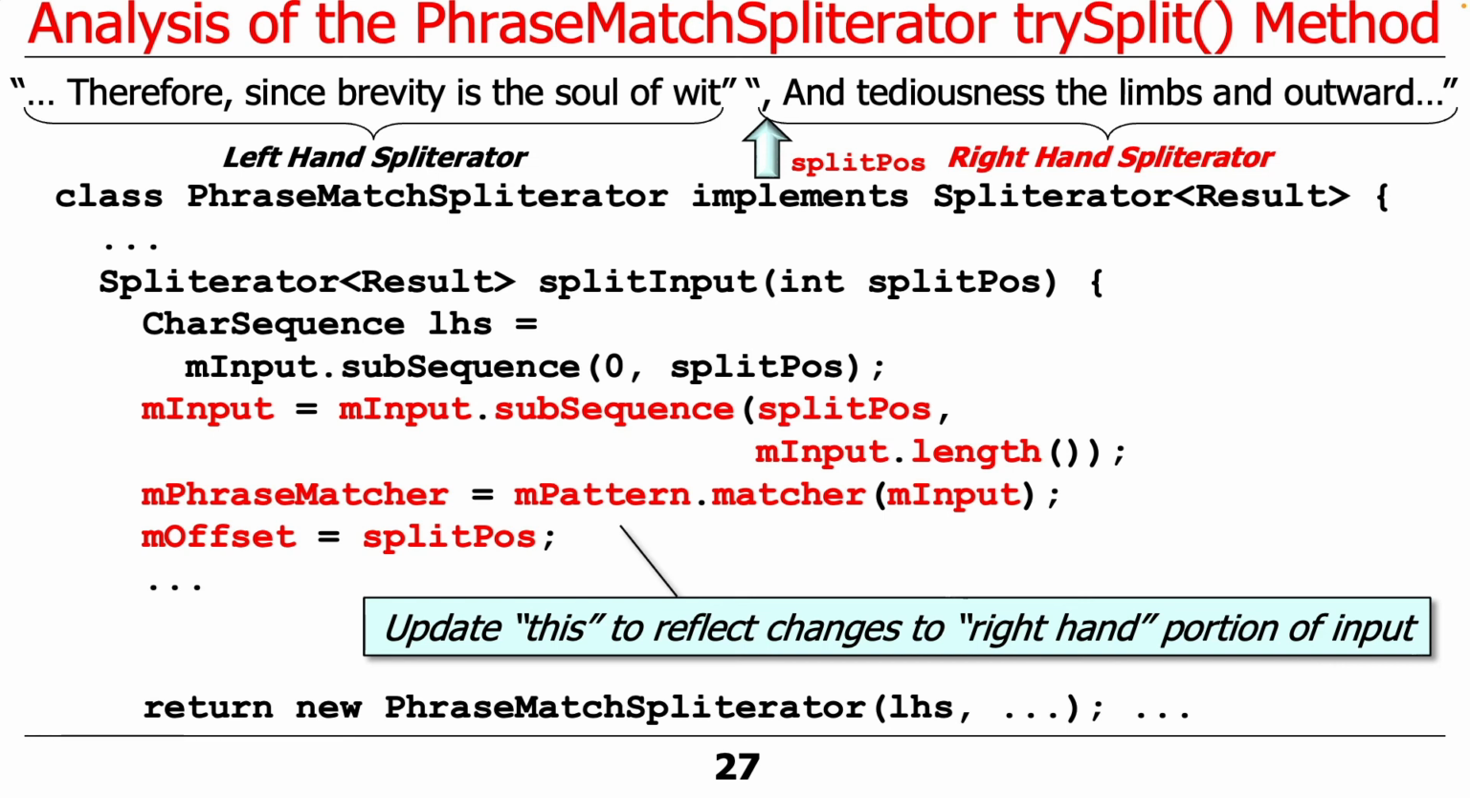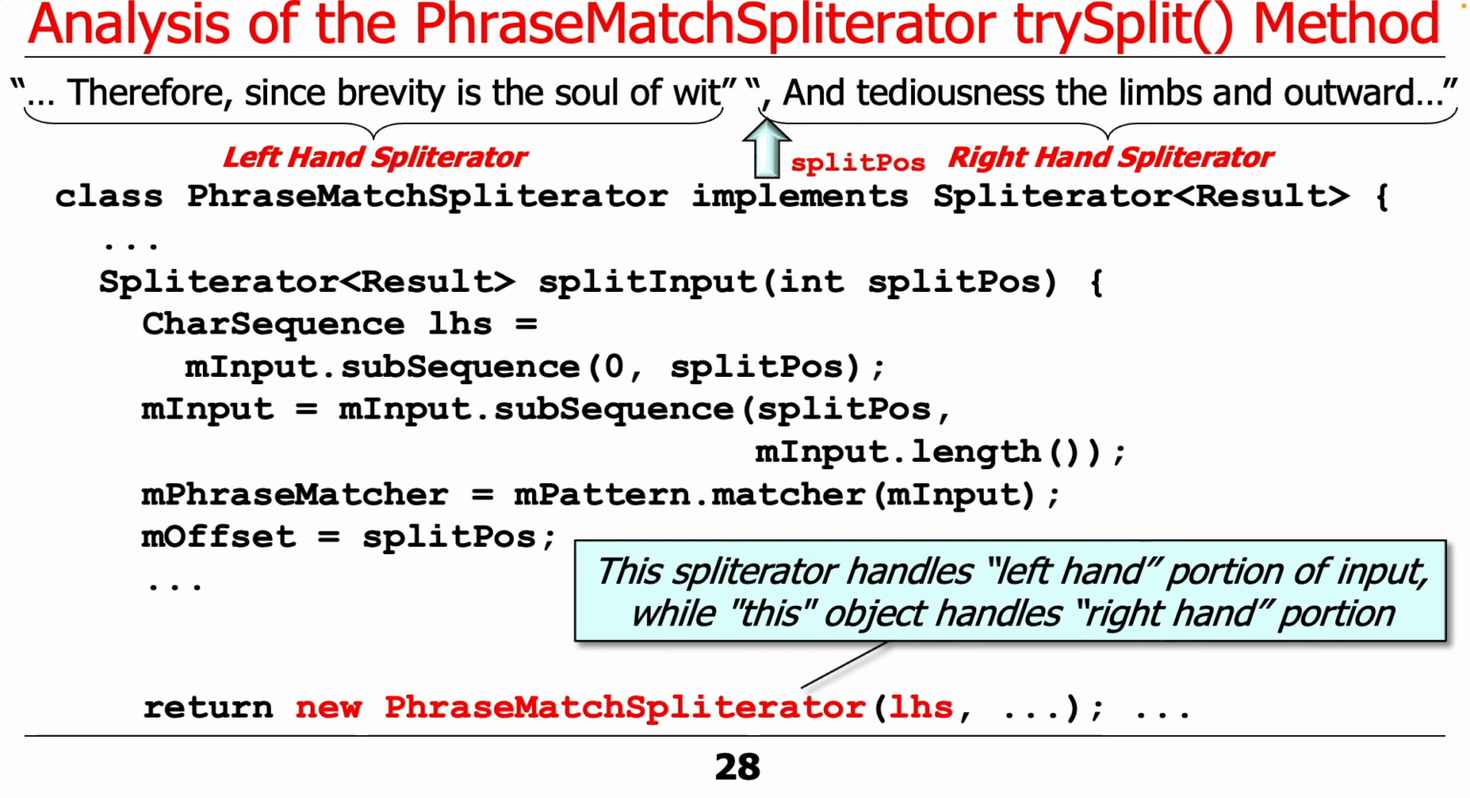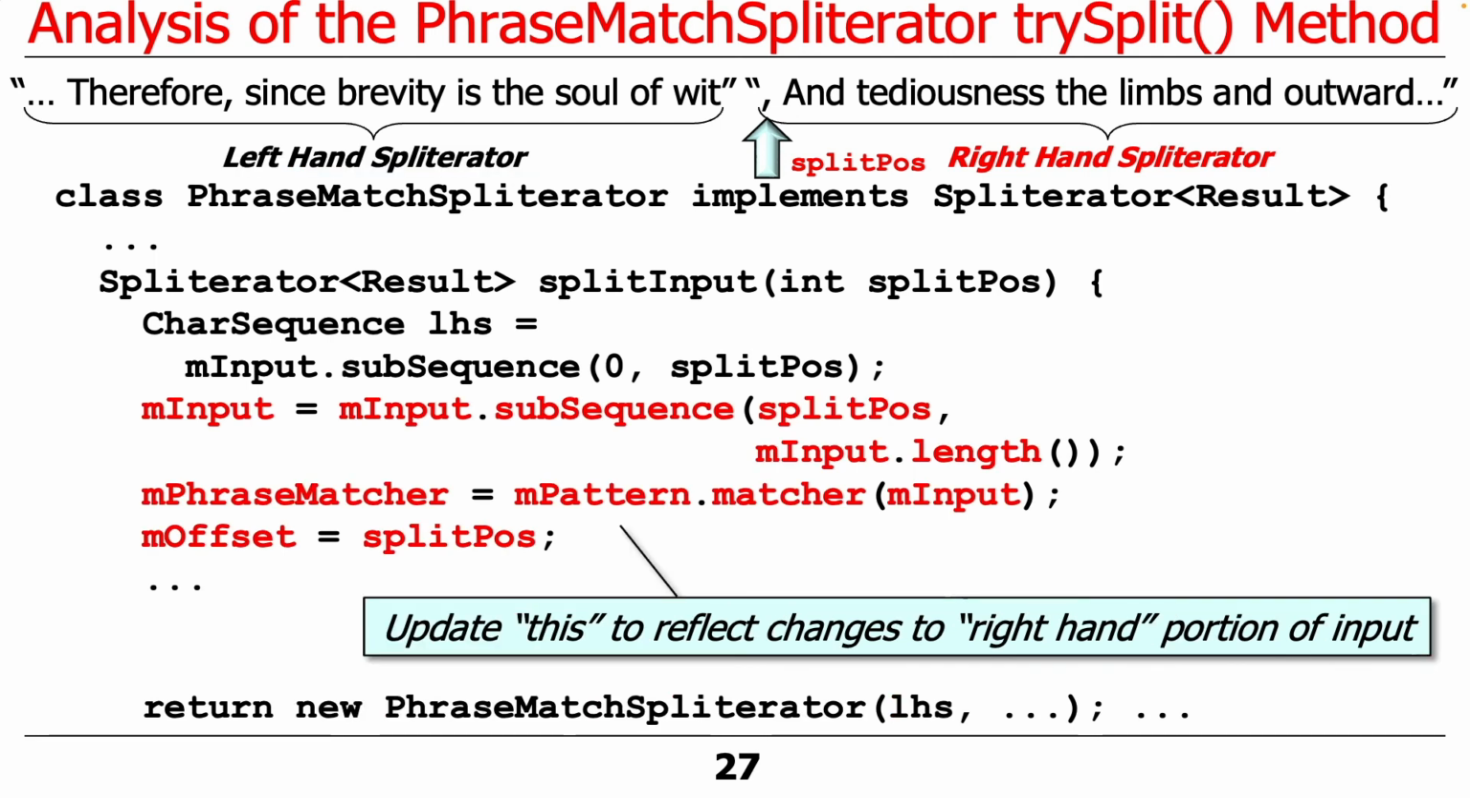And then we're going to go ahead and update the pattern matcher so it'll only cover the right-hand part. We're going to update the offset to be the split pause. And then we're going to go ahead and return a new PhraseMatchSpliterator that covers the left-hand part. That's the part over here. The right-hand part has been updated here to only cover the portion after the split.